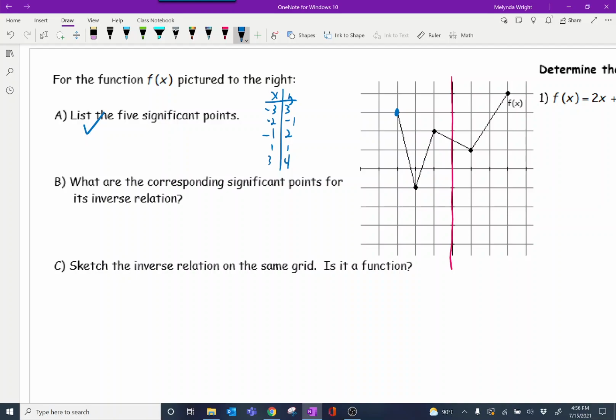Now they want to know what are the corresponding significant points for its inverse. Well, let's write those points. I'm just going to switch the x and the y around, right? Isn't that what an inverse is, where you switch the x and the y? So that's what I'm doing. I'm taking these points up here and reversing. The x became the y and the y became the x. Okay, and now we have those corresponding significant points.